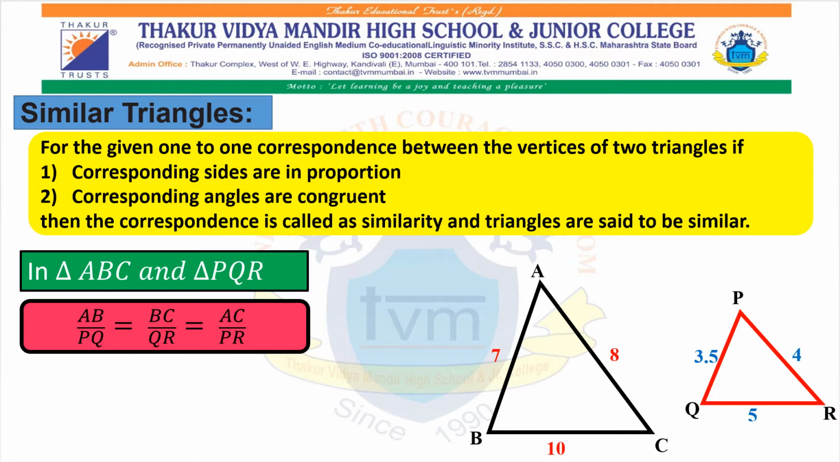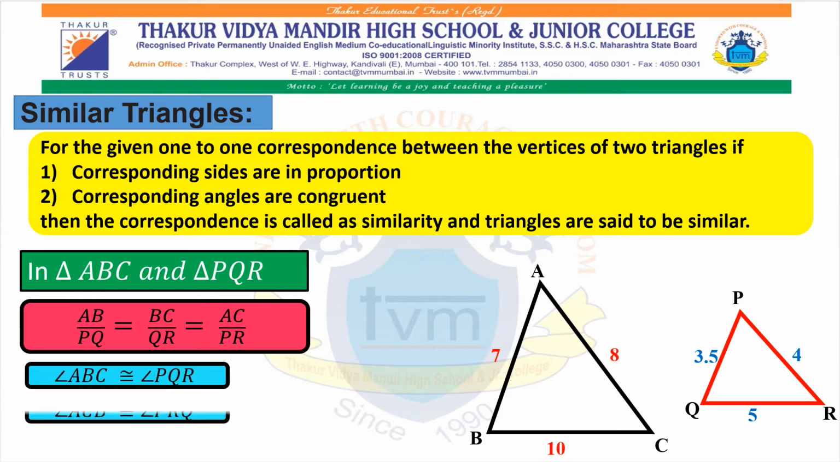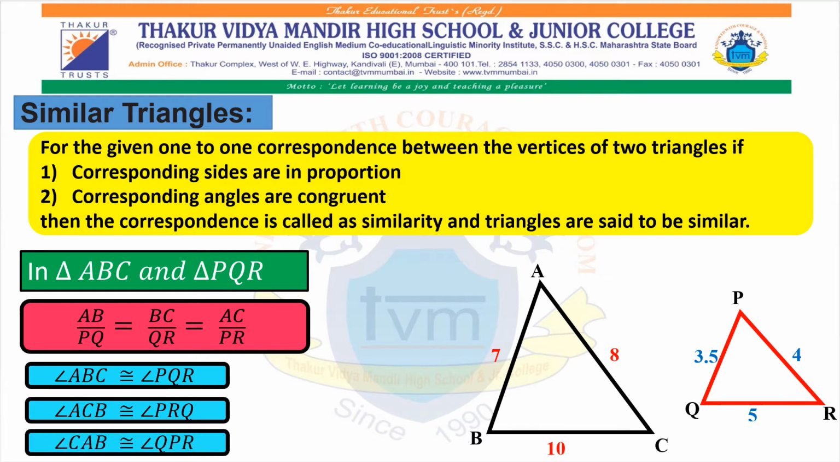And corresponding angles are congruent. So all the three angles of triangle ABC, that is angle ABC congruent to angle PQR, angle ACB congruent to angle PRQ, and angle CAB congruent to angle QPR. Then the two triangles, that is triangle ABC is similar to triangle PQR. You can see the sign of similarity. We have already done this definition in standard 9, if you remember. We'll continue with the tests of similarity after this.